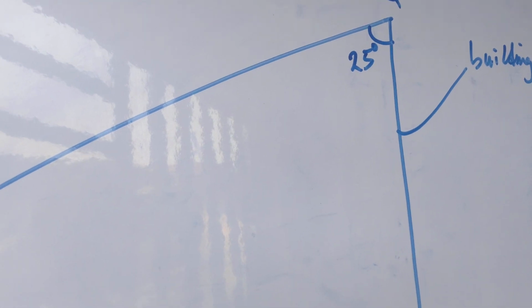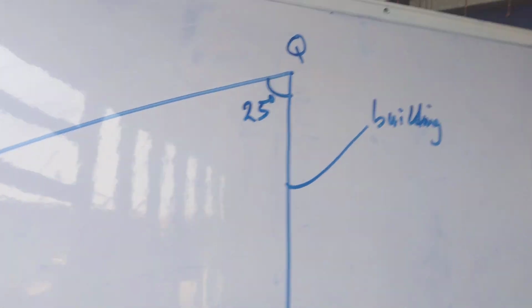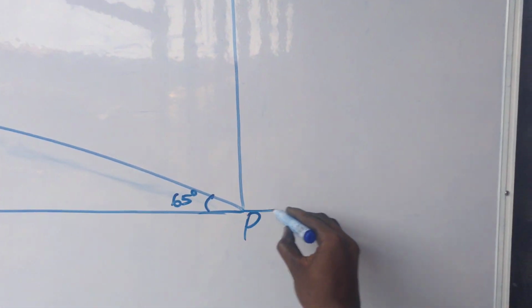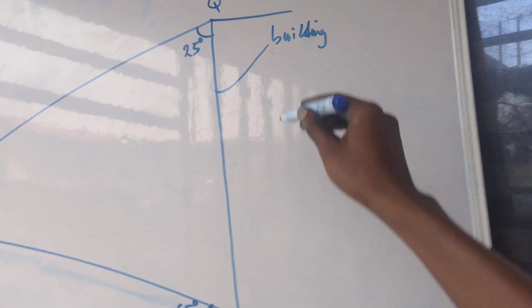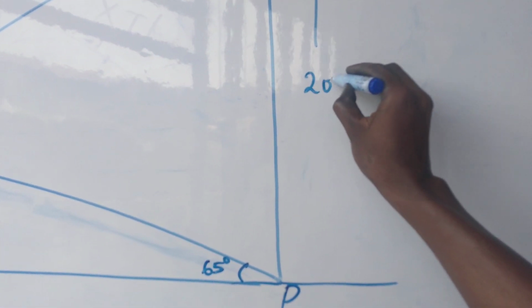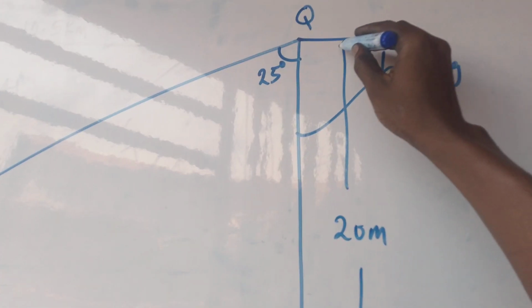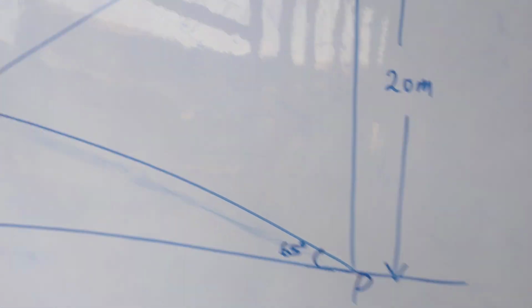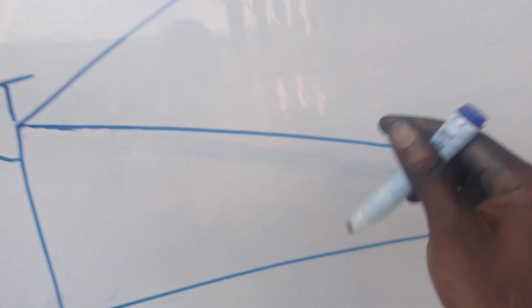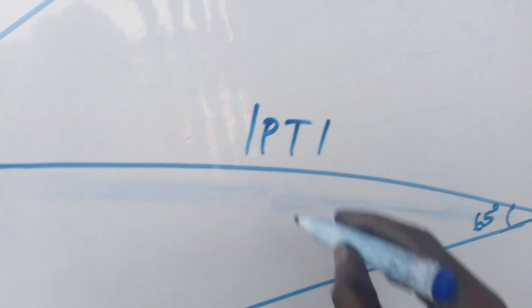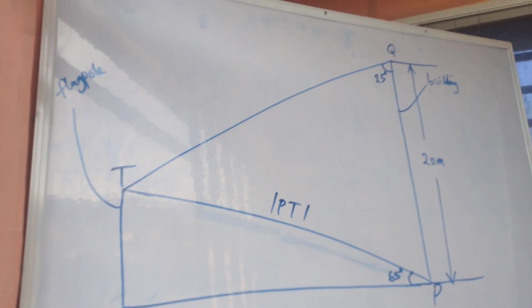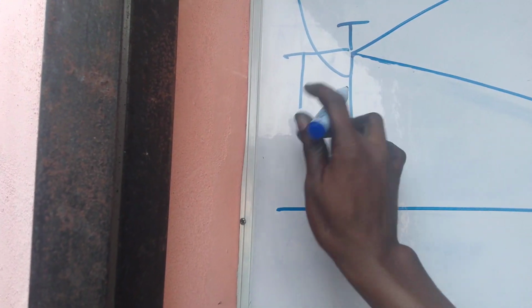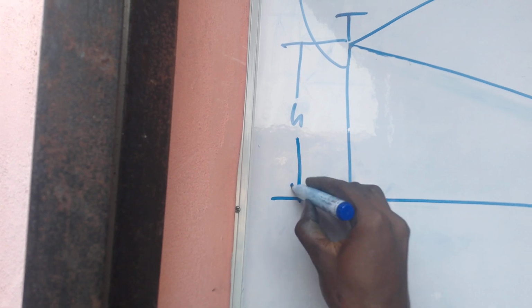Now it says if the building is 20 meters high, that is, the height of that building is 20 meters. Distance from here to here is 20 meters. It says calculate the distance PT, that's the distance from P to T. We'll look for that distance PT. And then also calculate the height of the flagpole, which is the distance from here to here. You can call that small h.